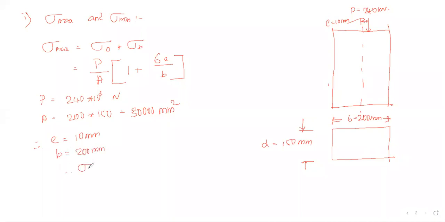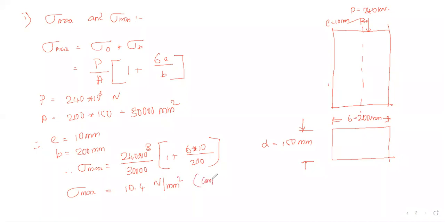Substituting this, sigma max is equal to 240 into 10 cube divided by 30,000 into 1 plus 6 into 10 divided by 200. So it is 10.4 Newton per mm square. This is positive, so the stress is compressive.